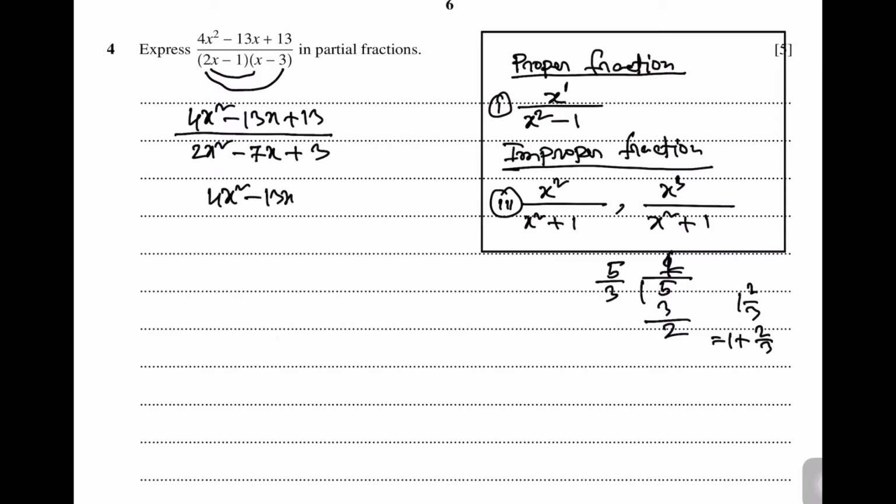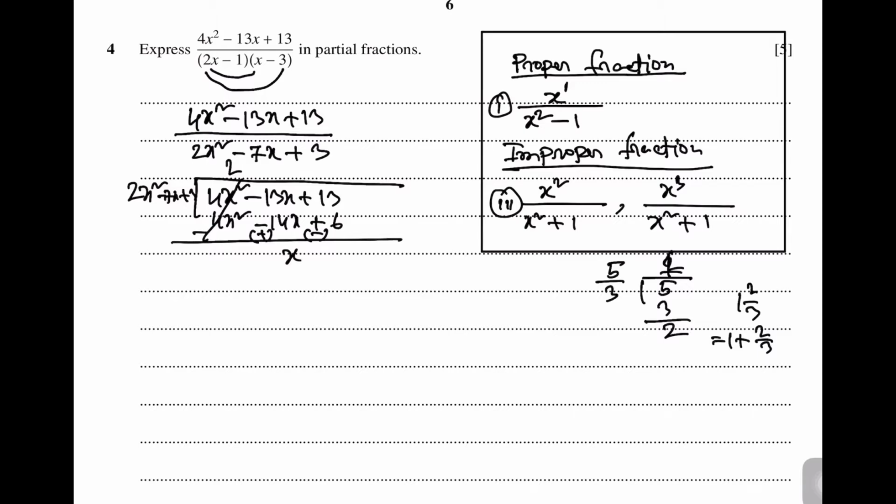Now let me divide. 4x square minus 13x plus 13 divided by 2x square minus 7x plus 3, 2 times, so it will be 4x square minus 14x plus 6. Let me subtract. We know the rules of division. We will subtract. Minus 13x plus 14x, so x, and 13 minus 6, it is plus 7.